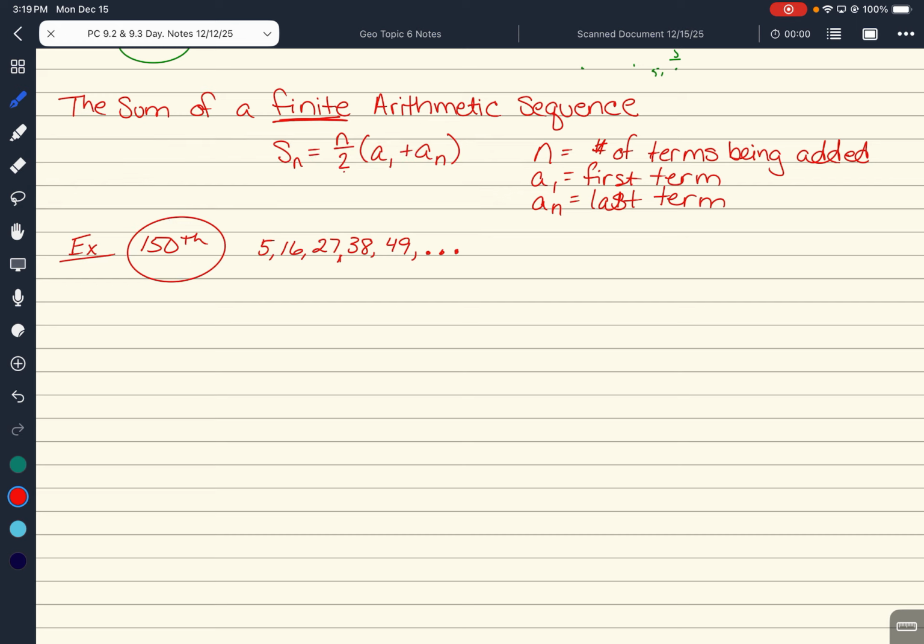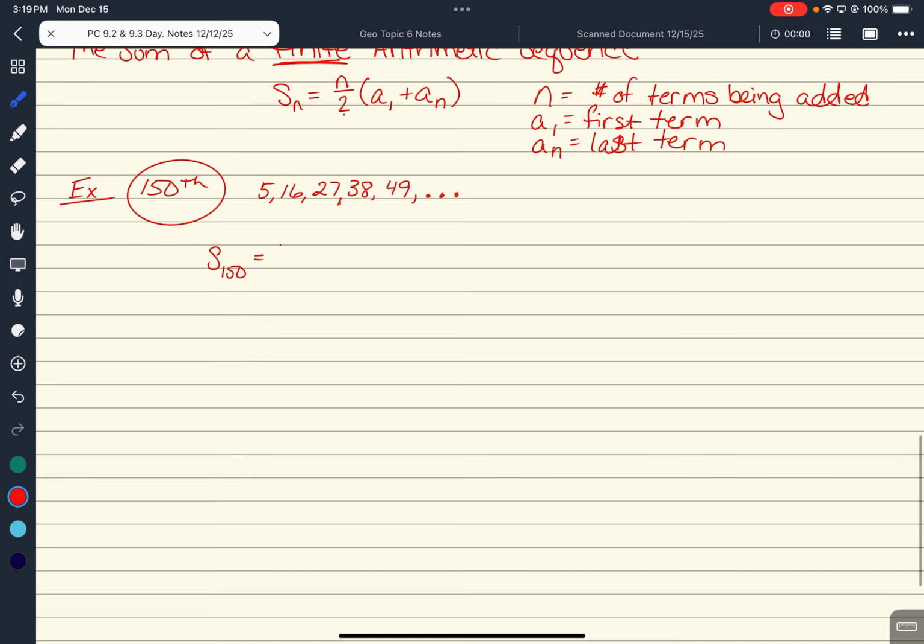Okay, so I made it. I'm finding S sub 150 because I'm finding the sum of 150 terms. That would be 150 over 2, and then the first term, 5, plus the last term. We don't know the last term. 150 is not it, that's the number of the term, not what the actual digit is. So we've got to do what we did Friday.